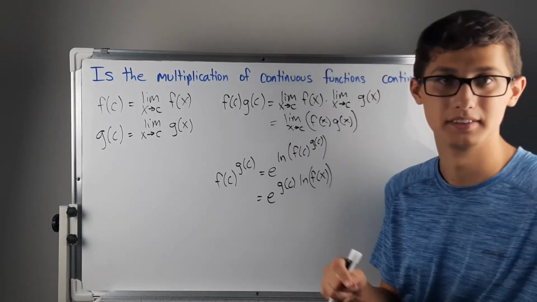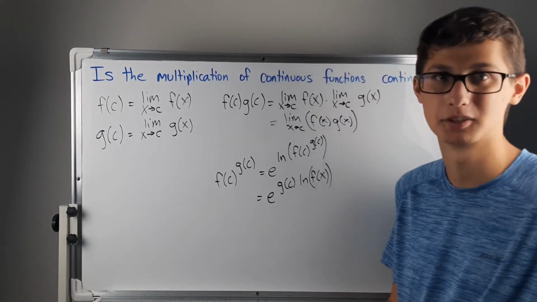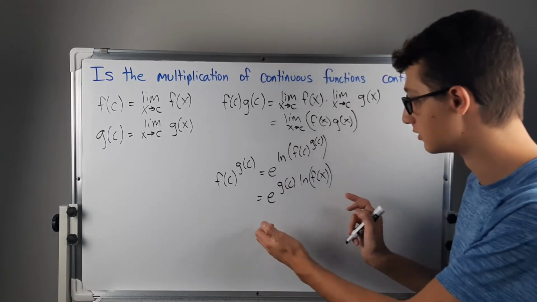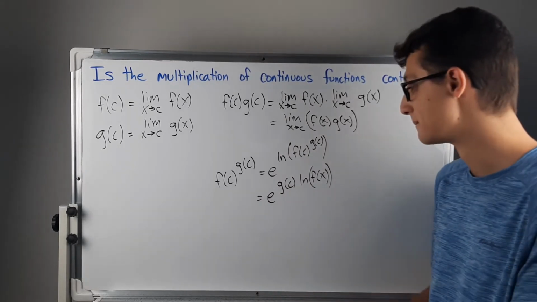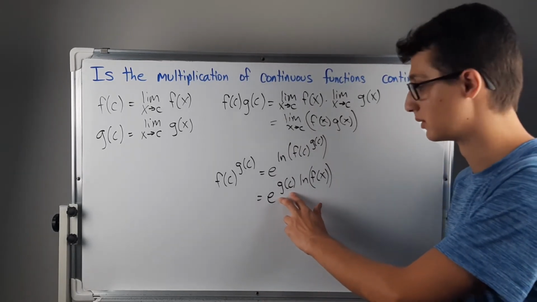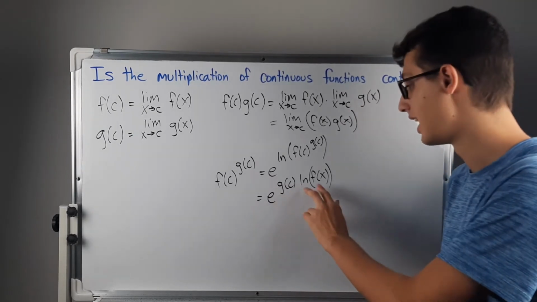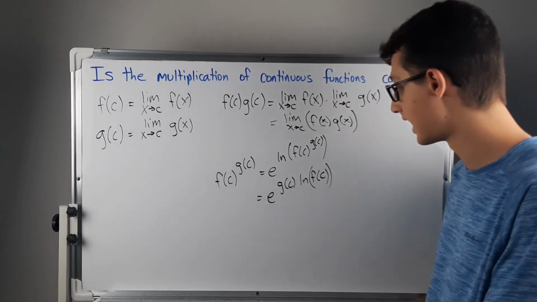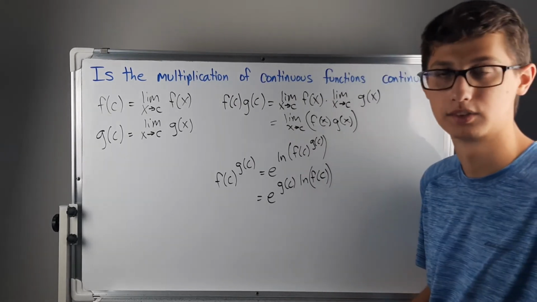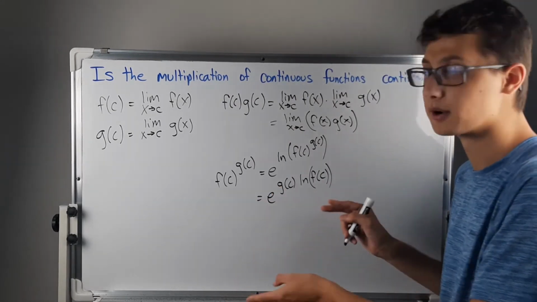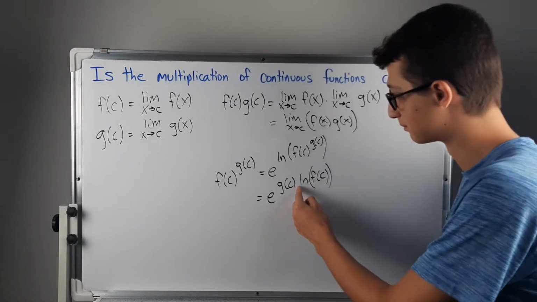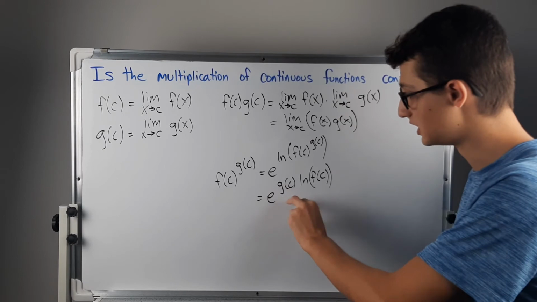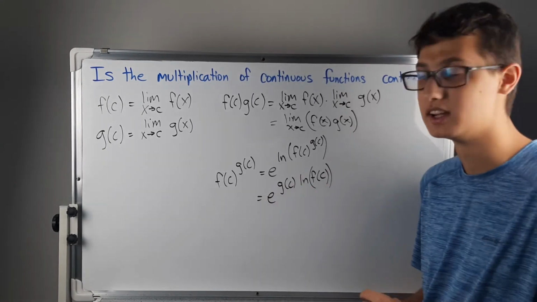E, as we know, is a continuous function. It's the exponential function. We could also represent it as exp of the rest of this, but that's fine. G of c we know is continuous. Well, g of x at c is continuous. F of x is also continuous. I meant to actually put a c there. And the natural log is also continuous. And the only other operation that we have in here is multiplication. So we have that e to the g of c times the natural log of f of c.